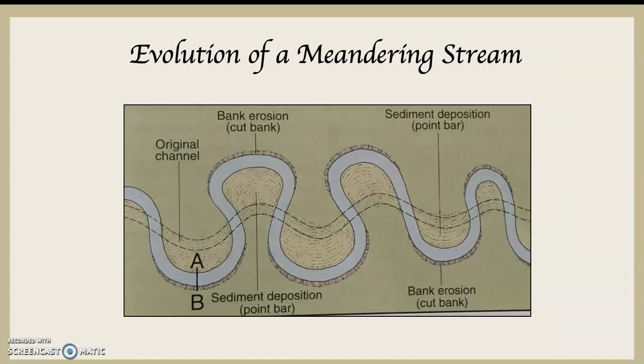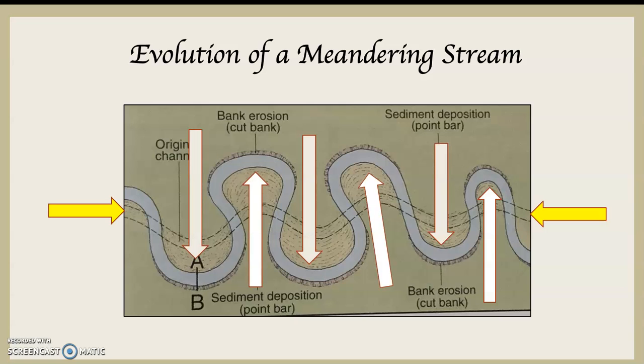Take a look at this. This will show us the evolution of a meandering stream. If you look carefully where I put those two yellow arrows, you can see that there's a dotted line indicating the original course of this particular meandering stream. But what happens is this.